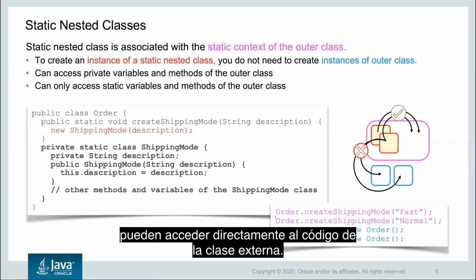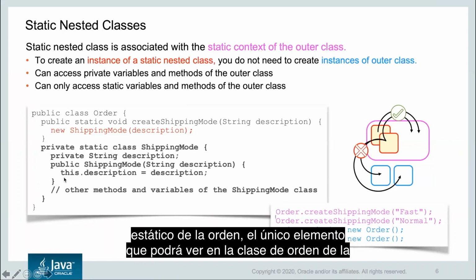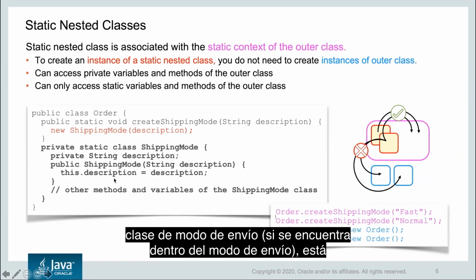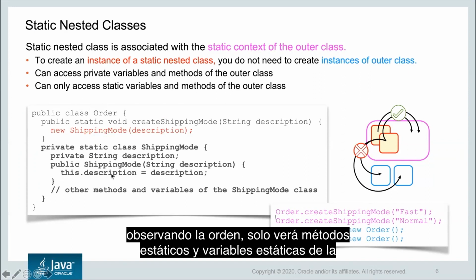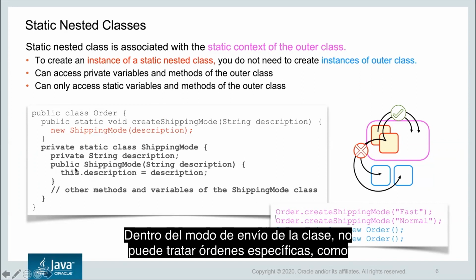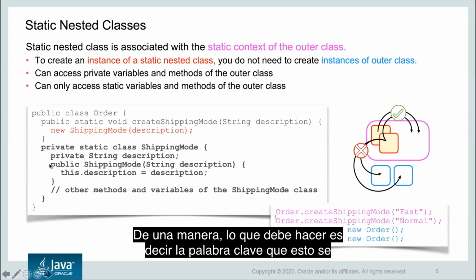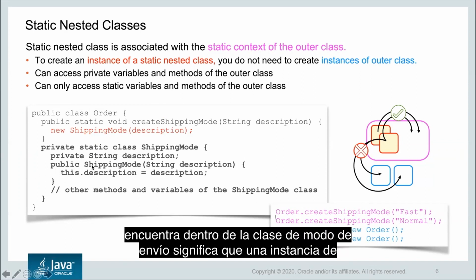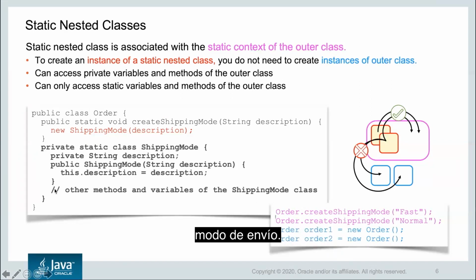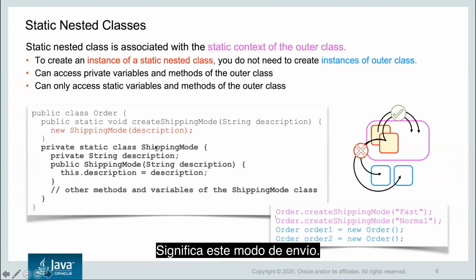class directly. However, because the static nested class relates to the static context of the order, the only thing you would be able to see within the order class from within the shipping mode class is static methods and static variables of the order. Inside a class shipping mode, you can't address specific orders, like that order or this order. What you need to realize is that the keyword this inside a shipping mode class means an instance of shipping mode. The keyword this doesn't mean this order. It means this shipping mode.